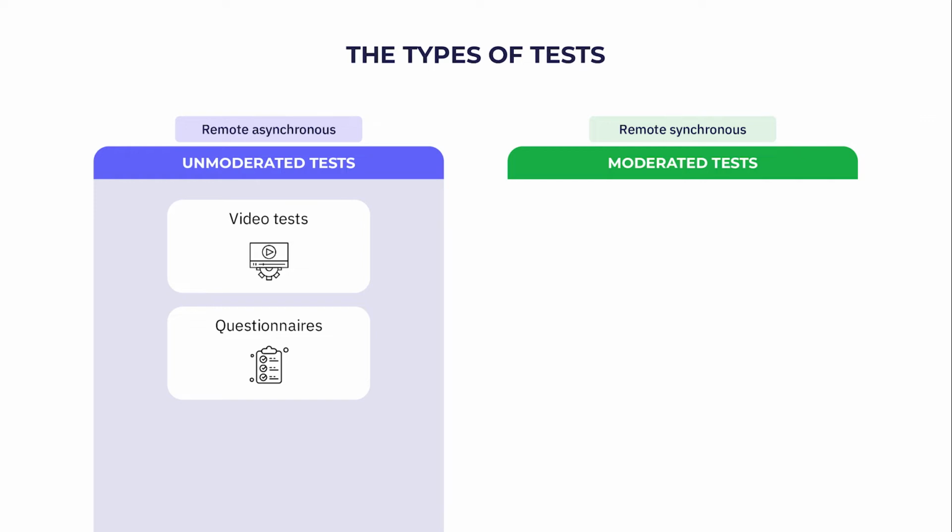Finally, the last type of unmoderated test are the surveys. In the same way as the questionnaire, the tester will answer to closed-ended questions, but this time without navigating on an interface. The objective here is to probe the testers about the expectations, usage, ideas of concept, or specific images.